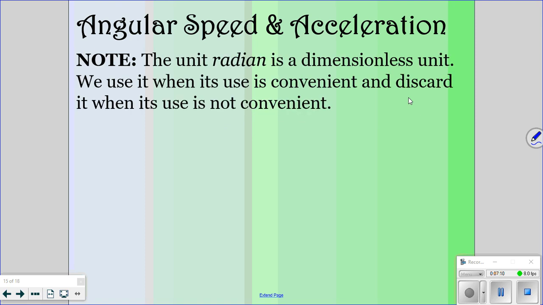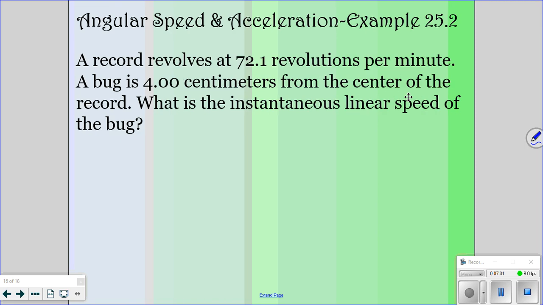We're going to use the radian, and we're only going to use it when it's convenient, and when it's not convenient, we're going to just mark it out. It's a dimensionless unit, so it's the only unit that we can put in if we want it, and if we don't need it, we just mark it out. So I'll show you how we're going to actually do that in a second.